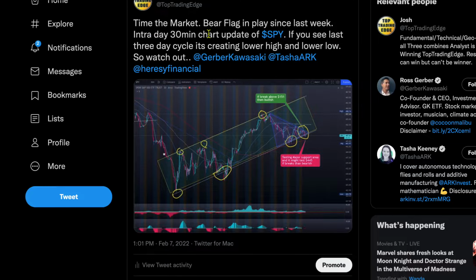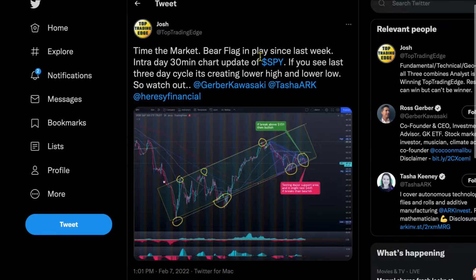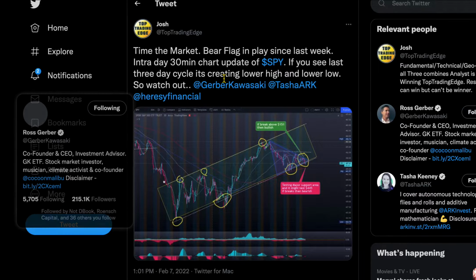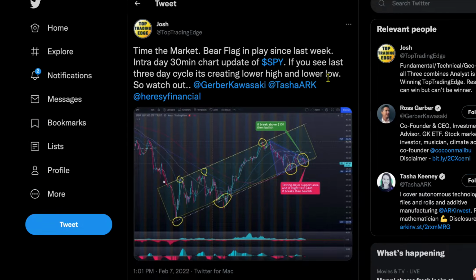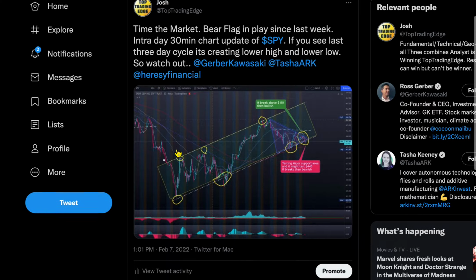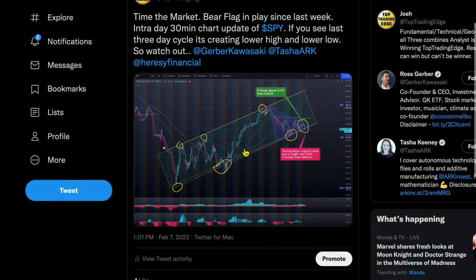So as you can see, at the time the market had a bear flag in place. This chart is a 30-minute chart I added here. So, bear flag in place since last week, intraday 30-minute chart SPY. If you see the last 3-day cycle, it's creating a lower high and lower low. So lower high, lower low, lower high, lower low, lower high, lower low, but getting rejected from here. And I can see this flag. This is a bear flag, it is going upward, but it came down. So this is the bear flag.